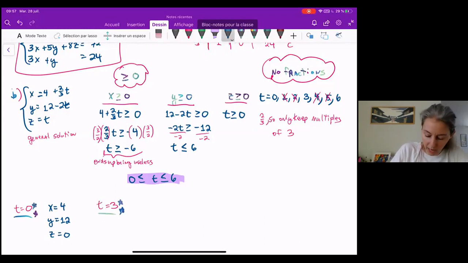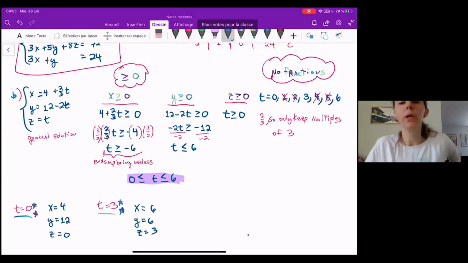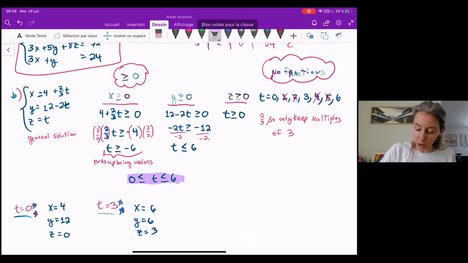Which I plug in and get x is equal to 6, y is equal to 6, and z is equal to 3. So we know that it's 0, 3, and 6, because greater than or equal to 0 gave us that it had to be between 0 and 6. But the fact that there was that 2/3 there in my general solution told me that I only wanted to keep multiples of 3, that everything else would cause fractional answers.